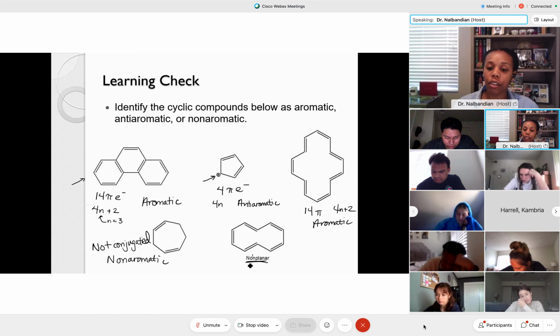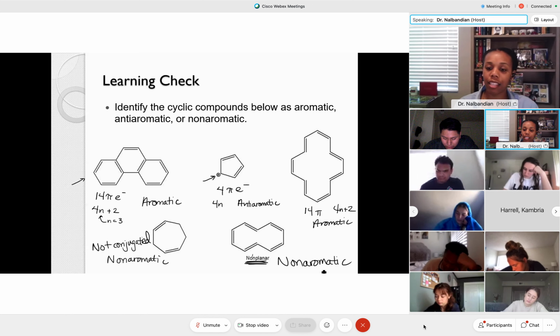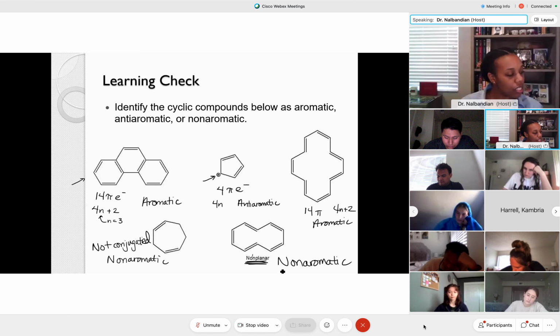And then non-planar, also non-aromatic. It doesn't matter about how many pi electrons it has. It doesn't matter that it's cyclically conjugated. If it's non-planar, non-aromatic. Questions on these?